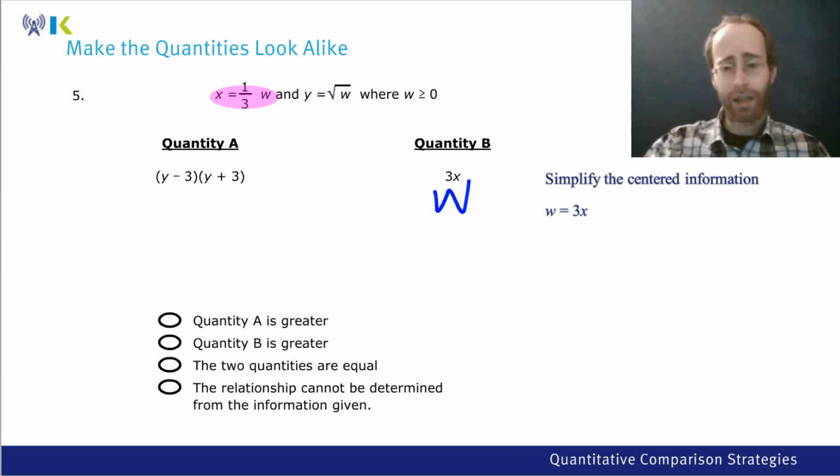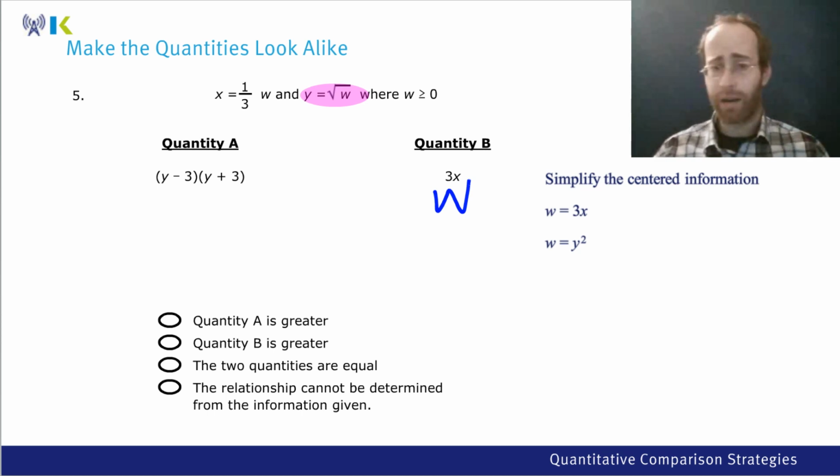Then for the second equation, again, just a single step is all it takes to solve that equation for w. We can square both sides. So we're going to have w equals y squared. When you square a y, it becomes y squared. When you square a square root, they cancel, and it just turns into a w. So now you know that w equals y squared.